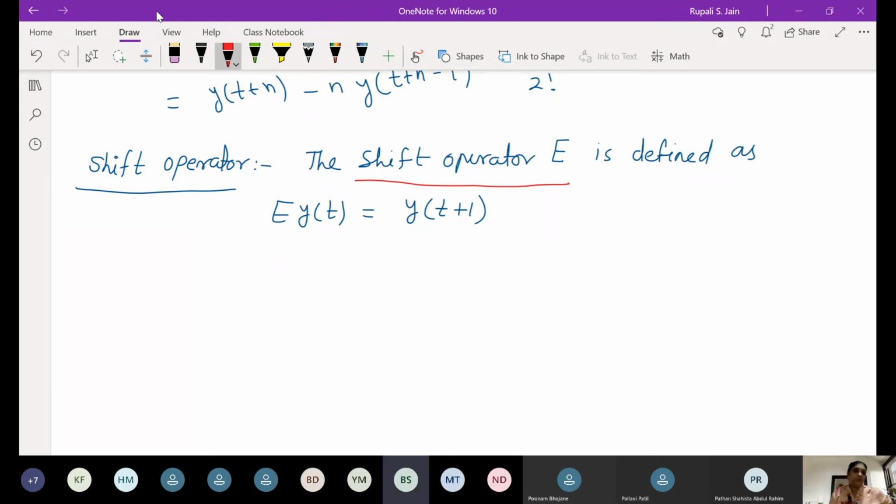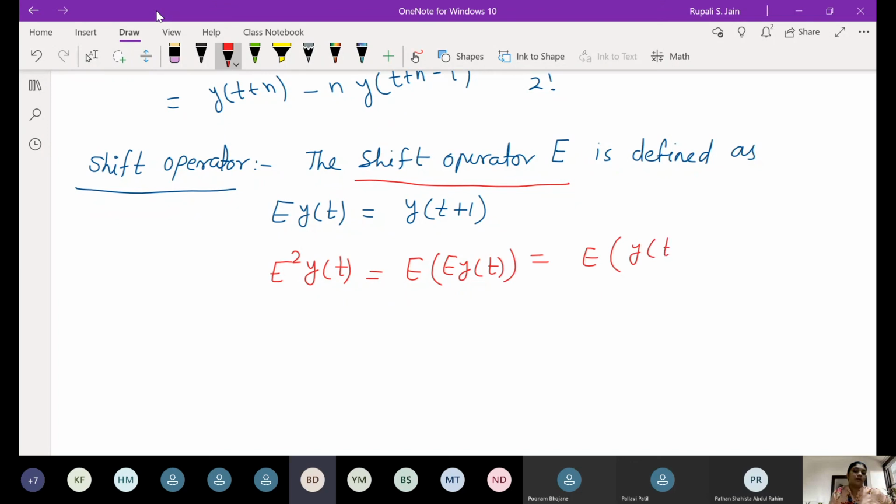So what is E squared, the second order shift operator of yt? It is E of E of yt, that is E of y at t plus 1. Then what is the next step? We will shift t plus 1 by 1, so it will be y at t plus 2.